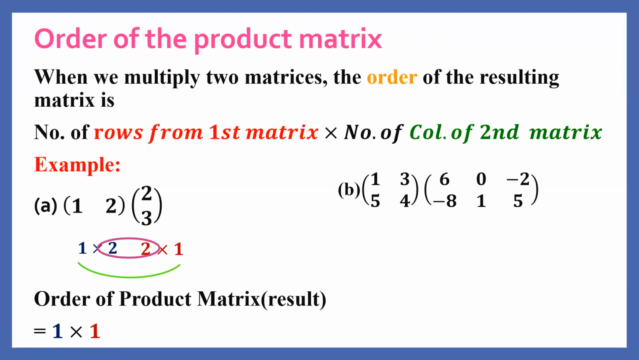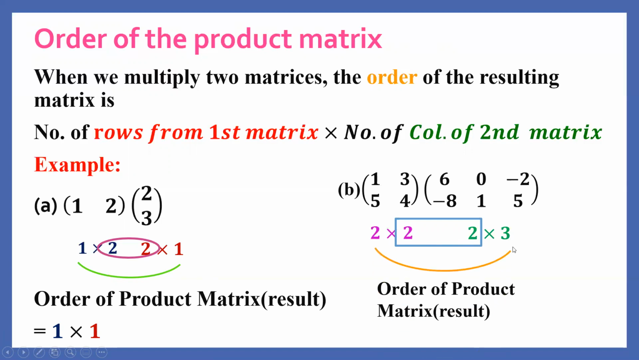Part B, the order of the first matrix is a 2 by 2. The order of the second matrix is a 2 by 3. So these two are equal. This means that we can multiply the two matrices, and the order of the resulting matrix will be a 2 by 3.